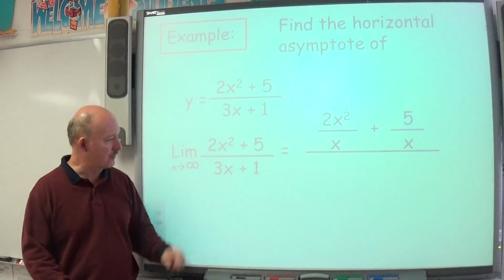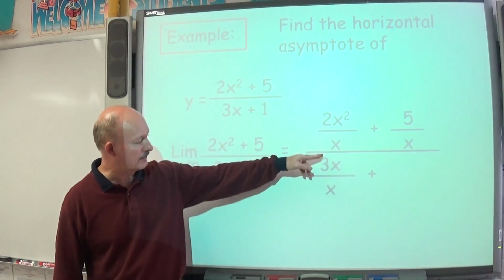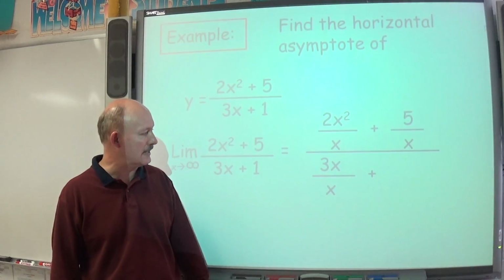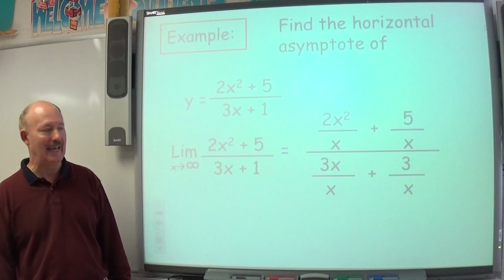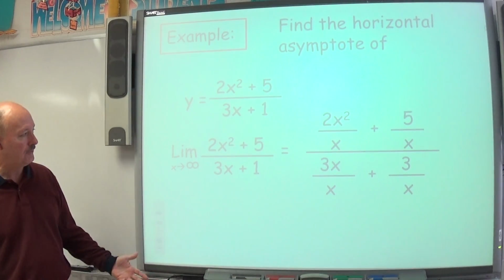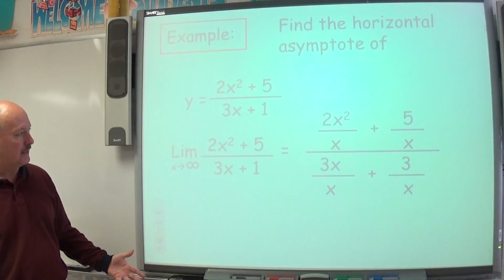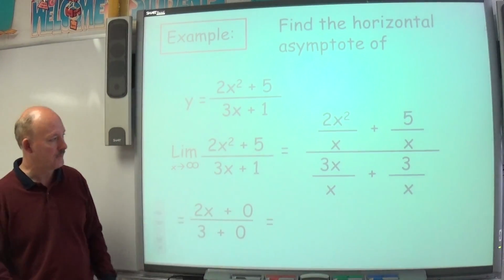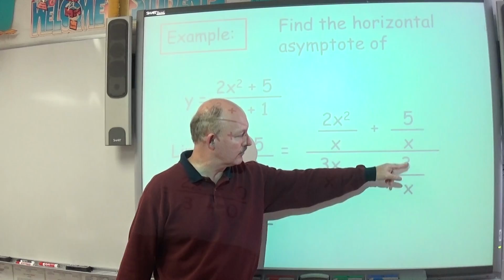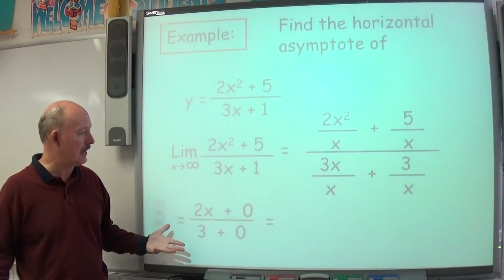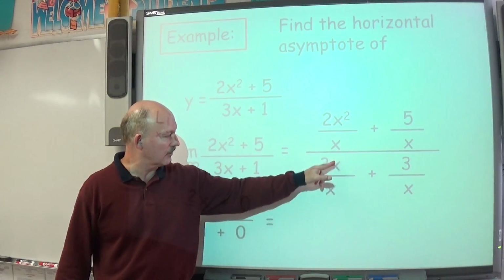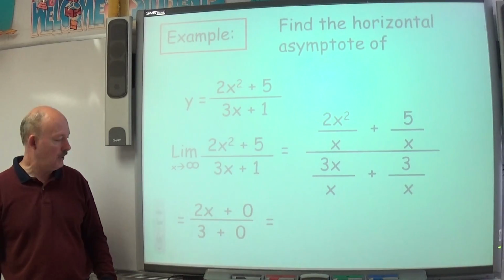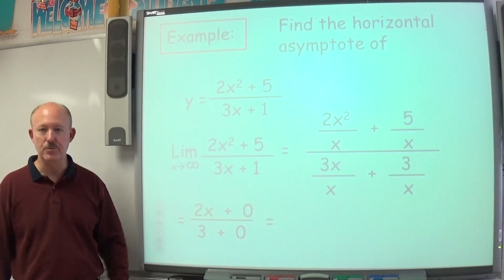Now, in the denominator, you have 3x divided by x, that simplifies to just 3, and then 1 divided by x. You'll notice the x squared over x simplifies to just 2x. The two fractions, 5 over x and 1 over x, go to 0, and the x's cancel out, which gives us just 3. So you end up with 2x plus 0 over 3.